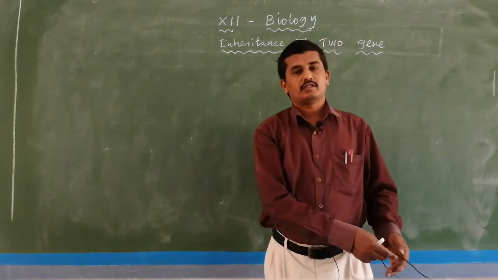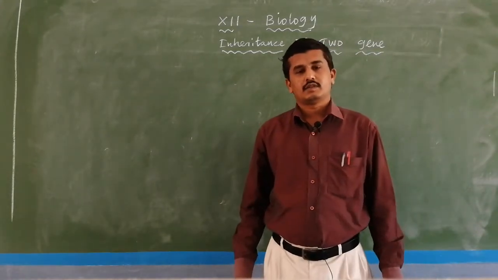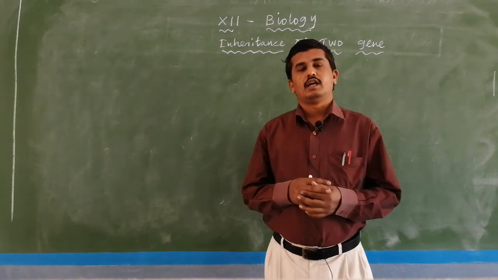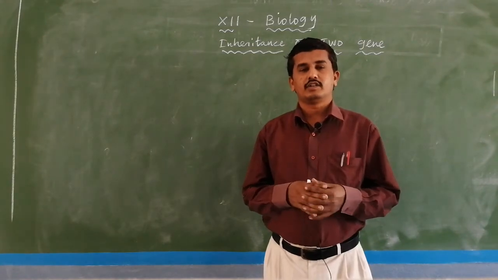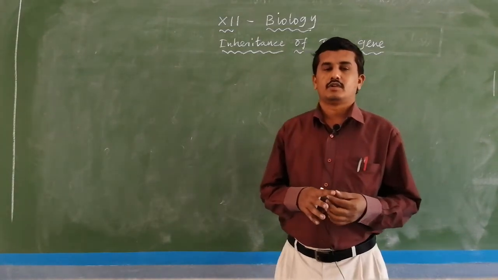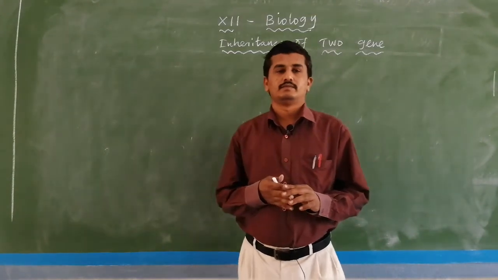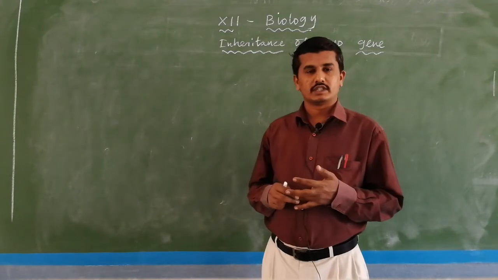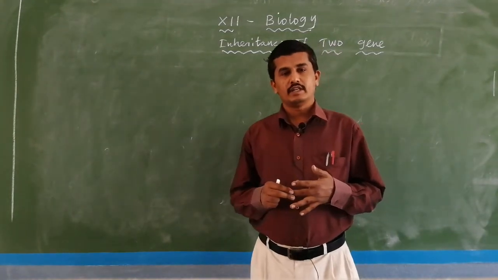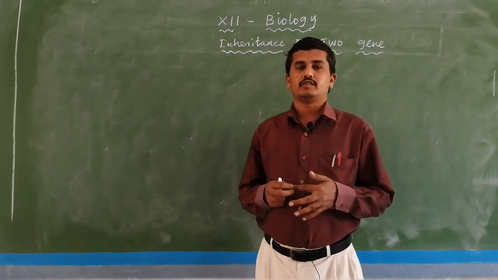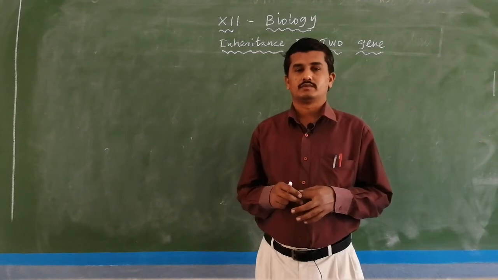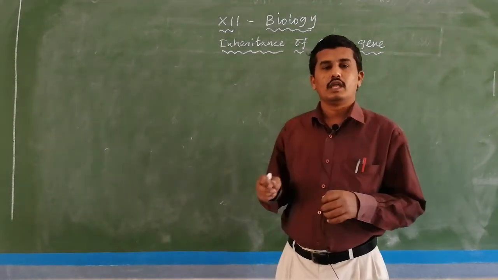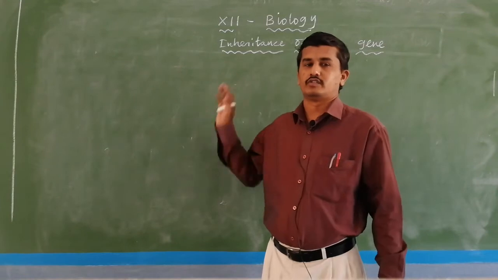In previous classes, we learned various topics in Principles of Inheritance and Variation, 12th standard, chapter 5, like law of dominance, law of segregation, incomplete dominance and codominance, and the human blood group system. Now, inheritance of two genes.